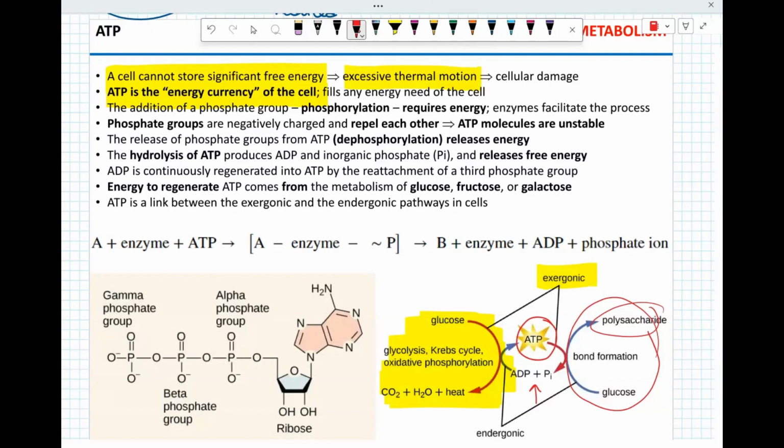So, ATP molecules are intrinsically unstable because the negatively charged phosphate groups, shown here, actively repel themselves. The greatest energy is released when this bond is broken. So it's pretty much when the gamma phosphate group breaks off that the greatest amount of energy is released.